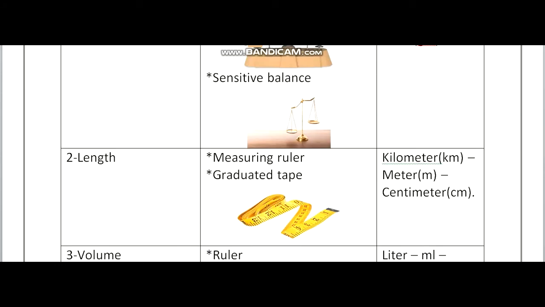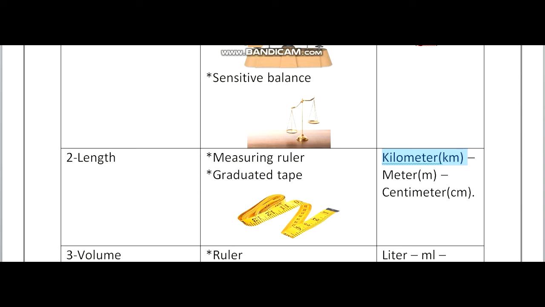Now let's talk about the measuring unit of length. I have 3 measuring units to measure the length. Number 1 is kilometer. Kilometer is the measuring unit of very large lengths. Very large lengths like the distance between two cities. Distance between Cairo and Giza.